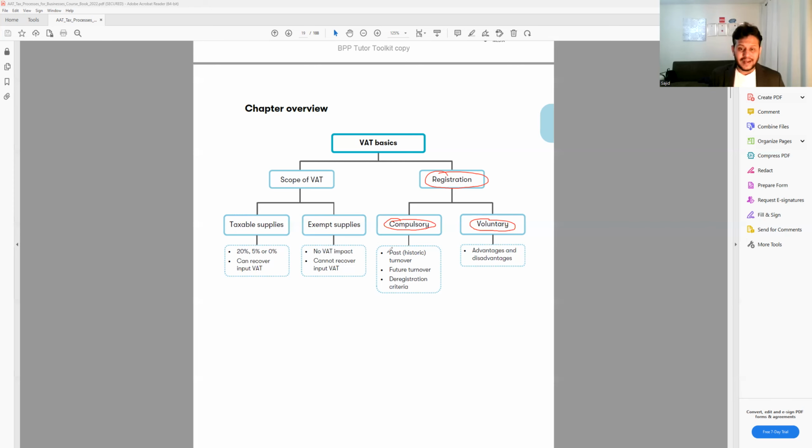The first one is called past or historical turnover. This is a very common one. Now here we have to look at our turnover, VAT exclusive turnover, remember that, not with the VAT, without VAT, I mean the net sales. When the net sales reach 85,000 pounds for the 12-month period, we have to register with the VAT. We don't have any choice. Now this 85,000 for how long? I said 12 months. So 12-month period.